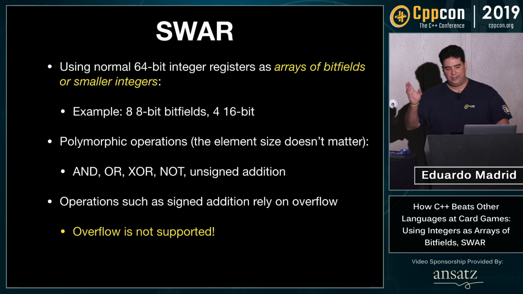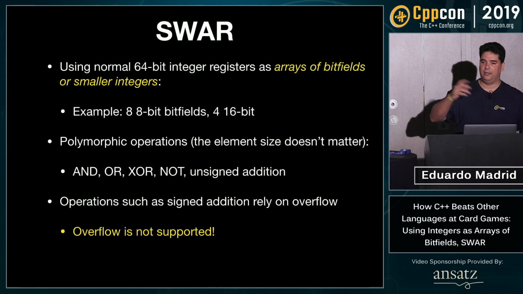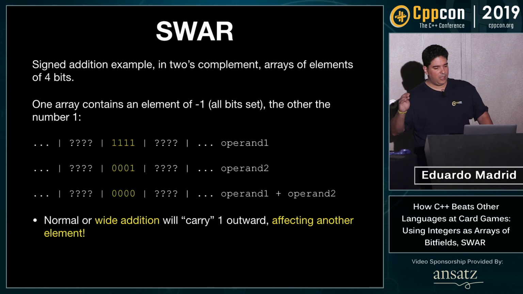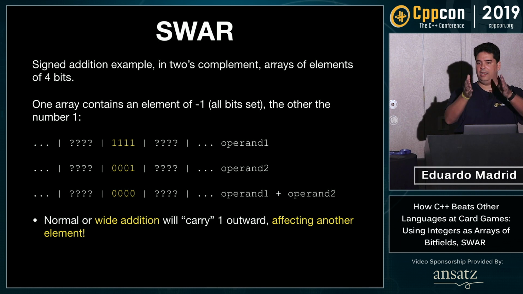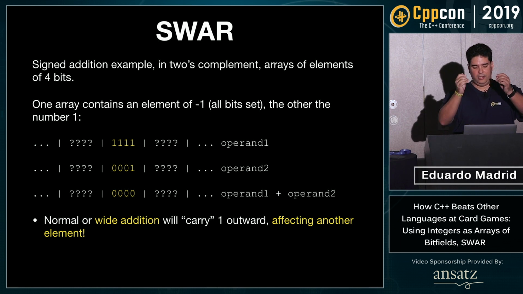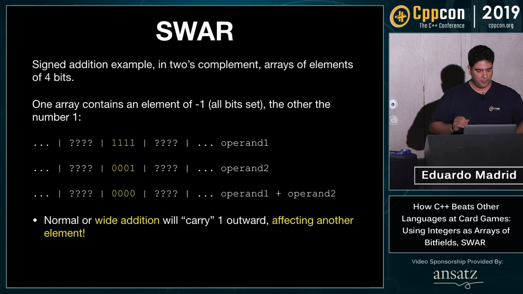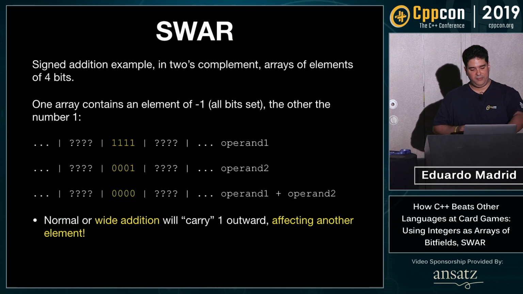Now, what we have to be attentive to all the time is that overflow is not supported, okay? I don't want to be repeating that we're not going to be supporting overflow. That is precisely the whole challenge. Let me give you an example. In two's complement signed addition, you can fill one element to the value of -1, which would be all the bits set. And of course, if you add -1 plus 1, it should give you 0. In the ASCII diagram that I have on the screen, you see that indeed it gives me 0.